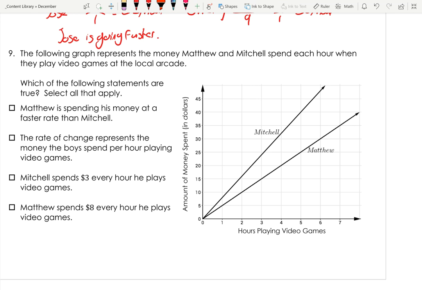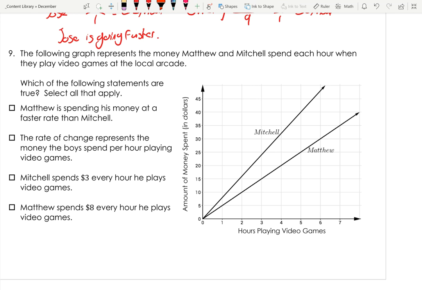If you look at one period of time, look at 5 hours, for example, Mitchell has spent $40 in 5 hours, where Matthew has only spent $25 over that same period of time. So Mitchell's spending more money than Matthew is. So this is incorrect. It should be the other way around. Mitchell spends more than Matthew, not Matthew spends more than Mitchell.